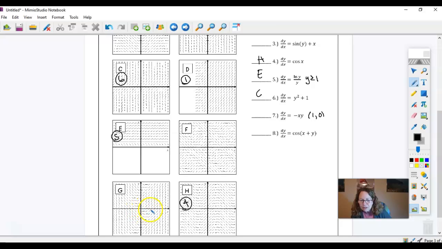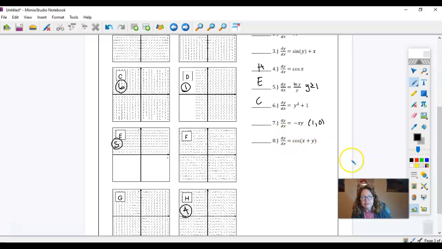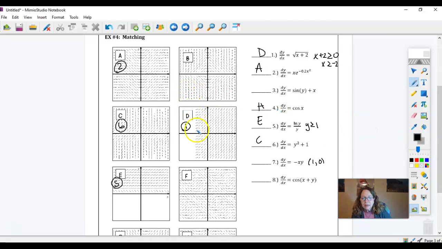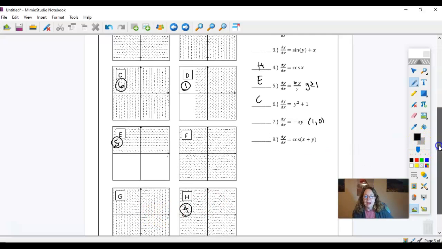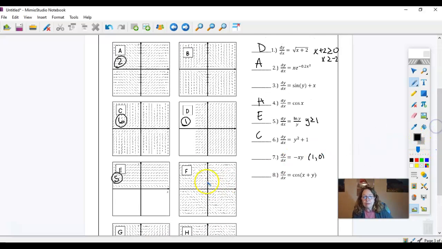I'm not really sure where it is. Oh, I don't think that this is it, because at (1, 0) our slope looks like it's positive 1, so I'm pretty sure it's not G. So I'm thinking that number 7 could be maybe F. Okay, I'm pretty sure that it is not G, because if I scoot over, see how those are all positive, so I can eliminate that one. But I'm still trying to narrow it down between B and F.